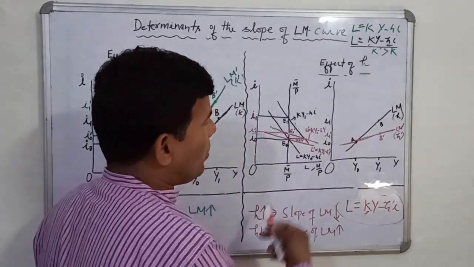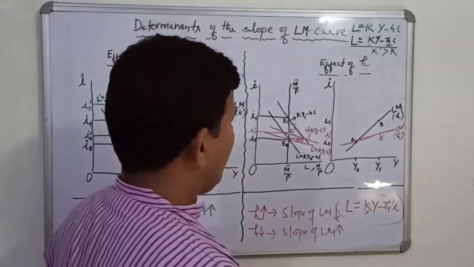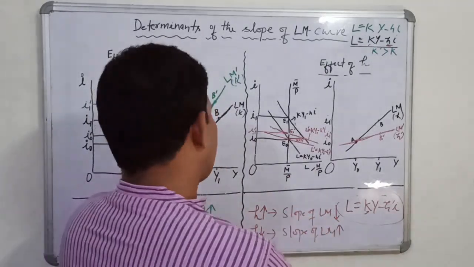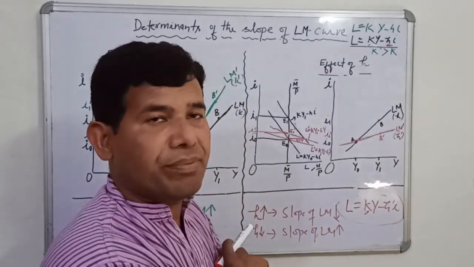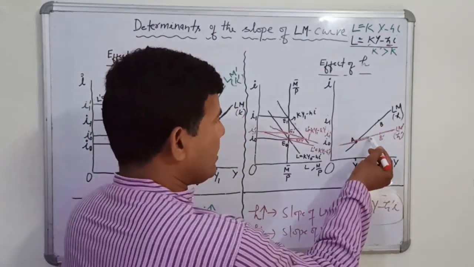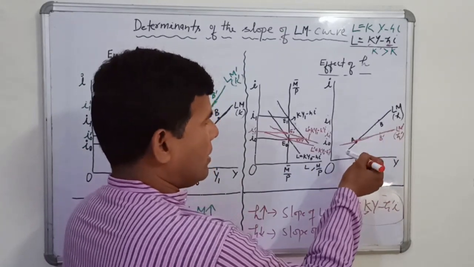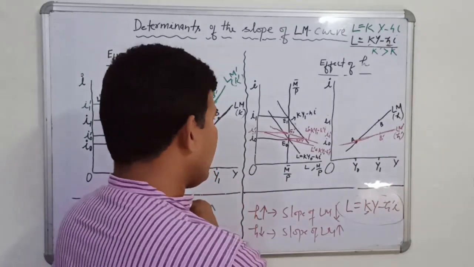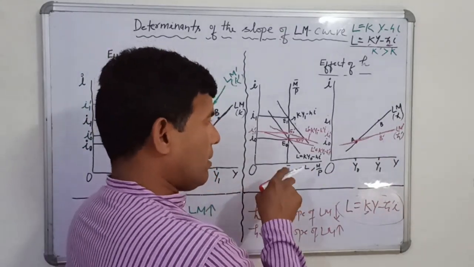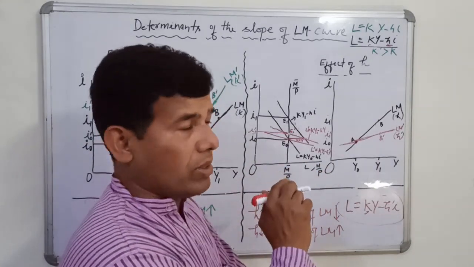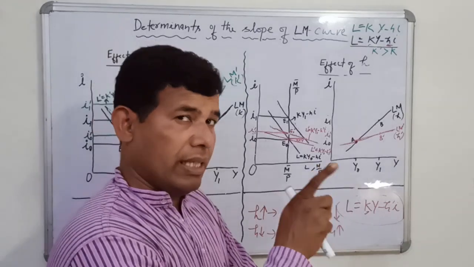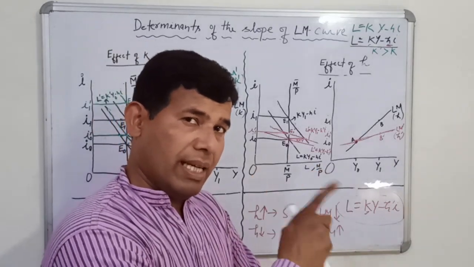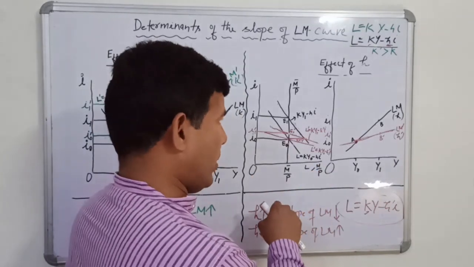Okay, so now if I ask you in which case fiscal policy would be more effective, in this case or this case, right? Definitely, as we know, the flatter the LM curve, the more effective is the fiscal policy. The steeper the LM curve, the less effective is the fiscal policy, right?